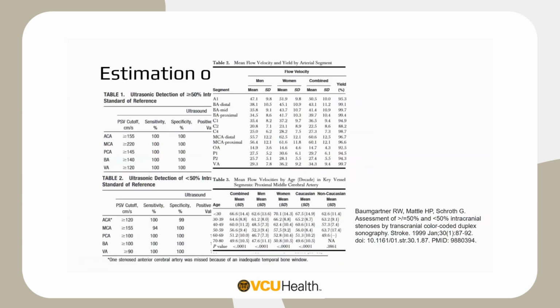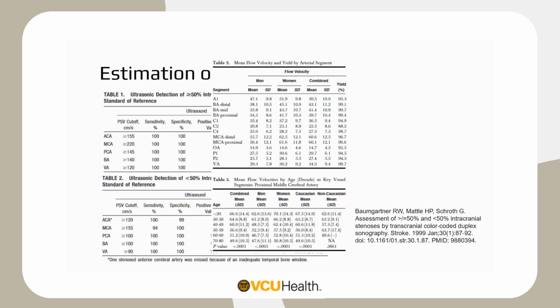And so in estimating, some of these slides are not translating well to Google from PowerPoint. In estimating the percent stenosis, generally, the variable of interest is velocities. So there are various publications that have tried to develop cutoffs for the velocities that would predict percent stenosis. In the era of the WASID trial, which is a warfarin versus aspirin trial, there was a lot of interest in identifying patients with greater than 50% stenosis in their intracranial arteries.